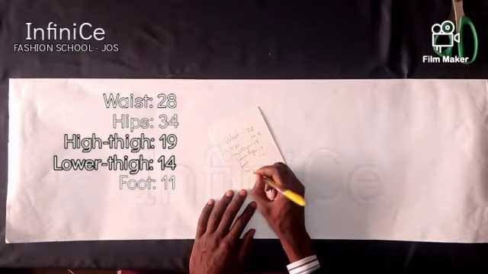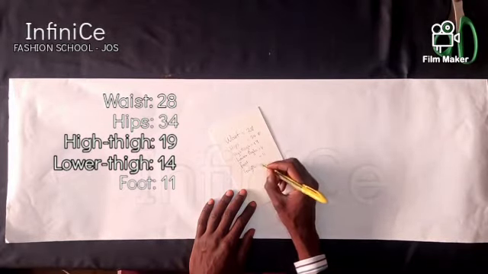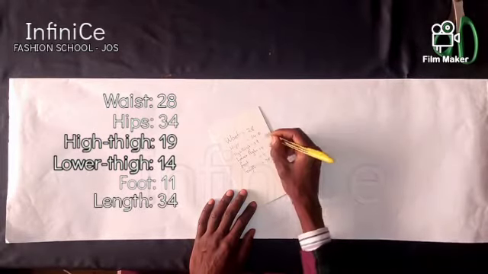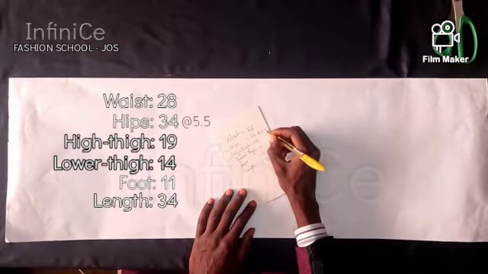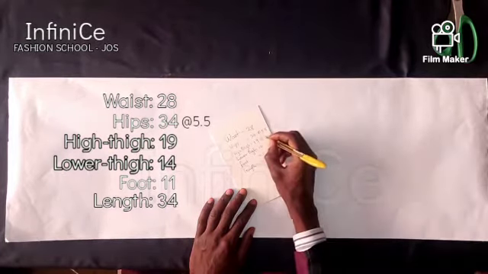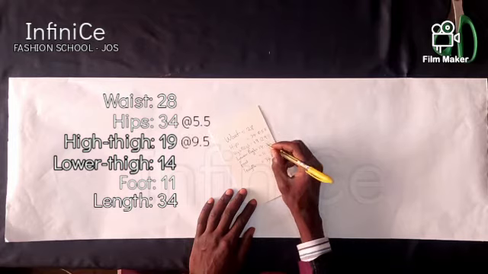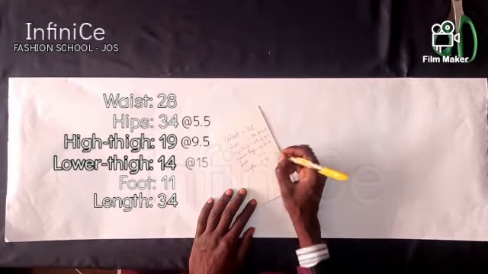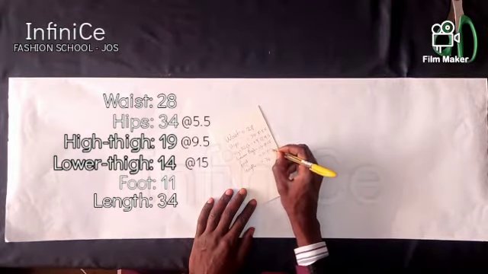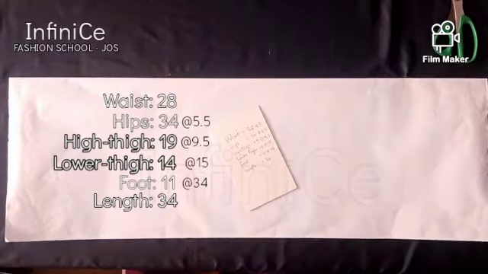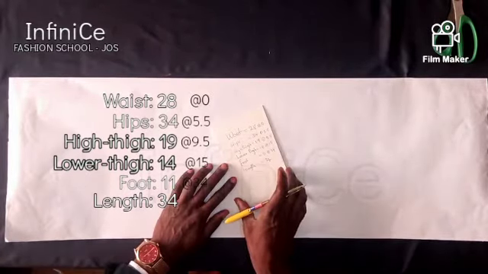Length of the trouser is 34. So let's say the hips is at 5.5. The high thigh say 9.5, and the lower thigh say is at 15. Then the foot of course will be at 34. Then the waist will be at what? 0. Is that okay?